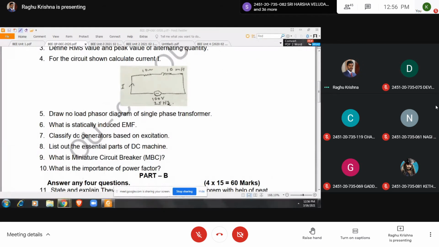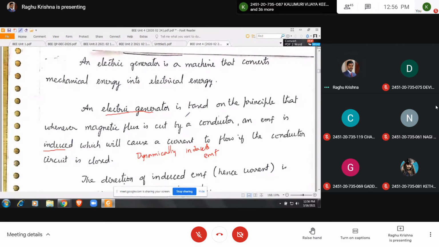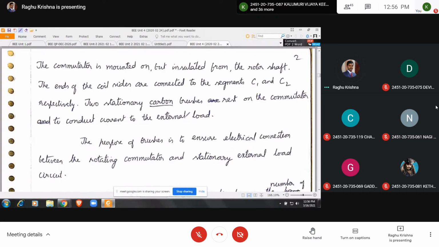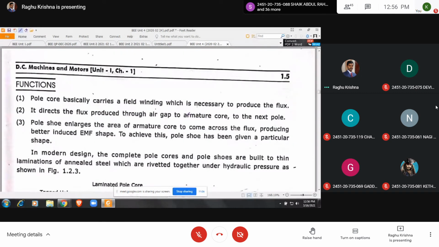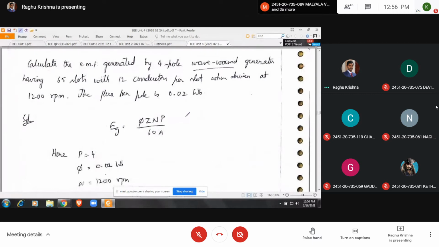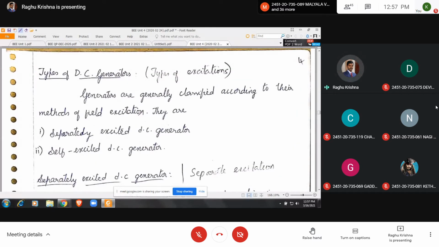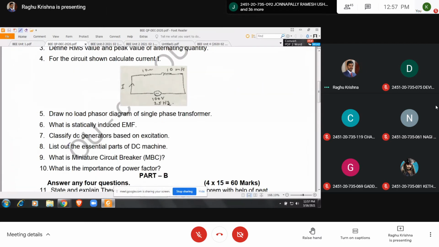So next, classify DC generators based on excitation. What are the classifications of DC generators? I already told you this. Types of DC generators, types of excitations. For both these, the answer is the same. What are the different types of excitations? Classify DC generators based on excitation.